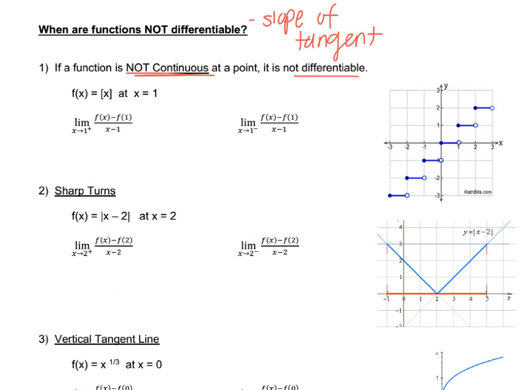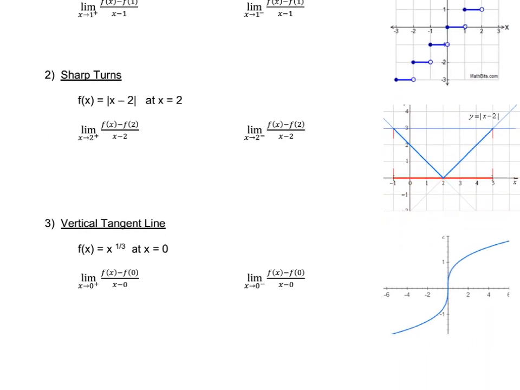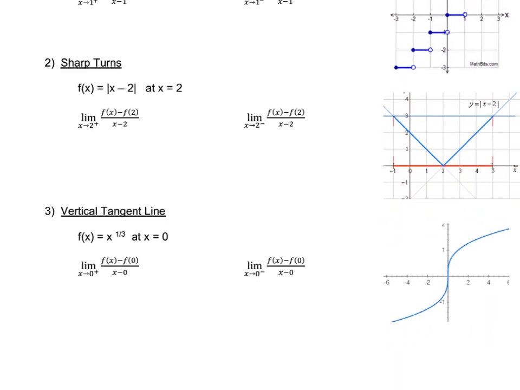The second case is if there's a sharp turn. On any absolute value function, at the vertex there is a sharp turn, and you can't find the derivative of that at 2 because of the behavior of the function right there. It's not a curve, it's just a sharp point, and the rate of change isn't defined right there. So you cannot find the derivative at a sharp turn.